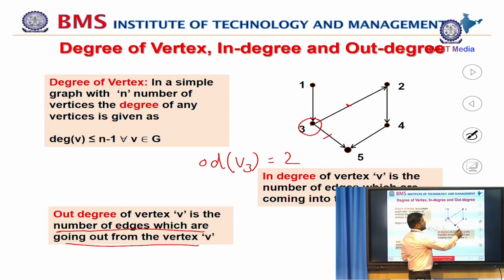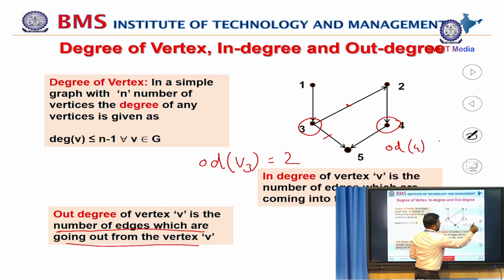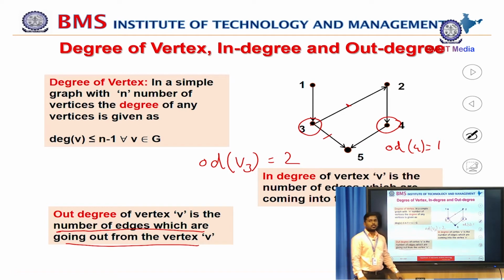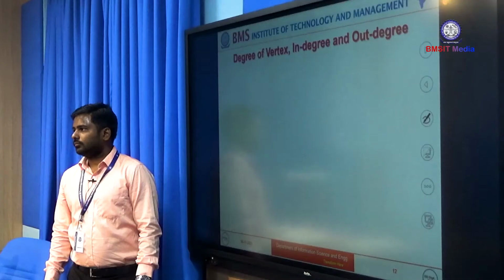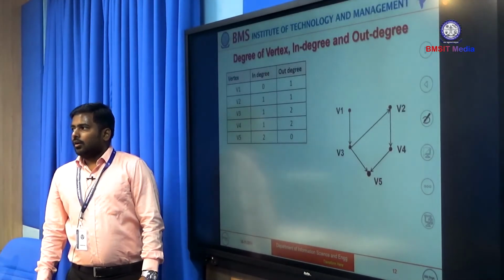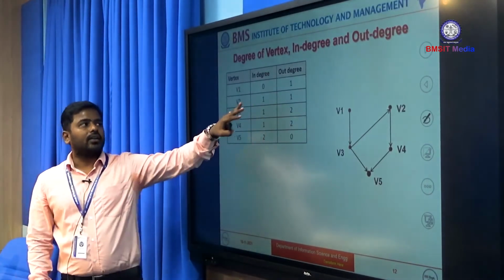Okay. Let us see what is the out degree of this vertex. The out degree of vertex V4 is 1, because we have only one edge which is going out of the vertex V4. So, this is how we need to calculate the in degree and out degree of a vertex. Okay. So, this is how we can represent it.